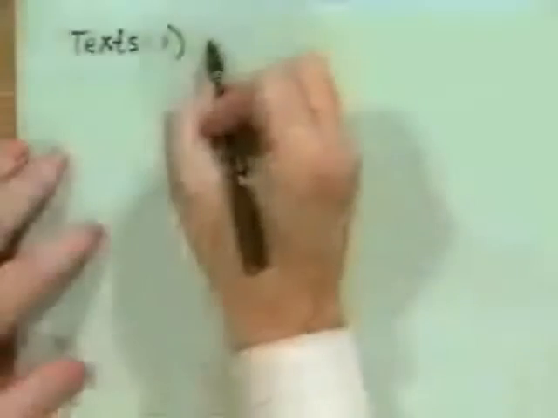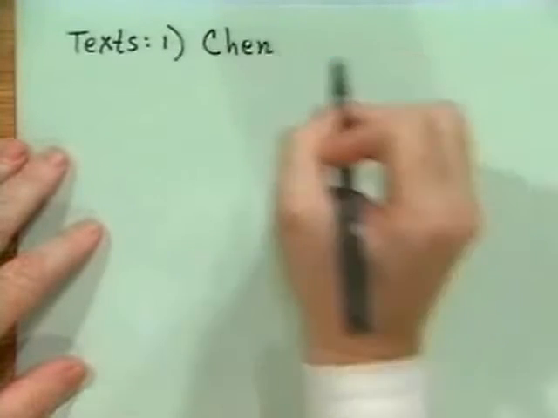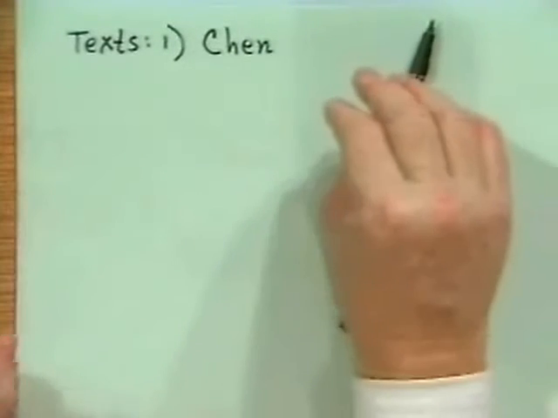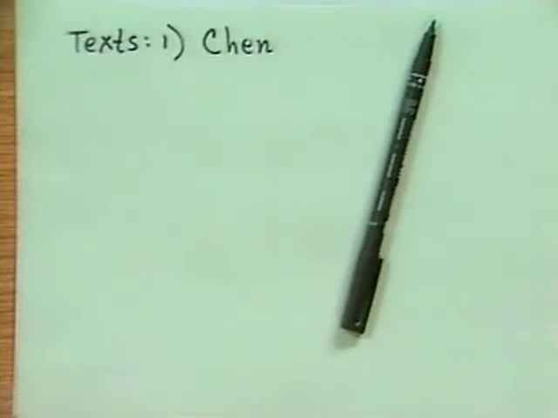Now, the texts that we use for this course, I have prescribed two texts. One is the book by Chen, and I presume all of you have gotten it. It's called Introduction to Plasma Physics and Controlled Fusion, and it's listed as Volume 1, Plasma Physics. This is actually the second edition, published in 1983. The first one was published in the early 70s.